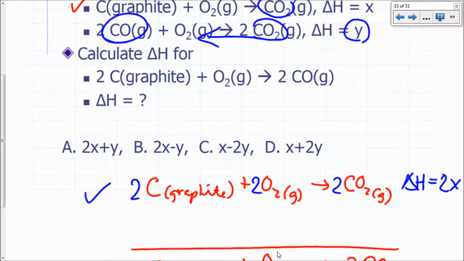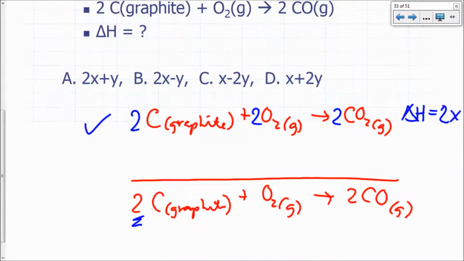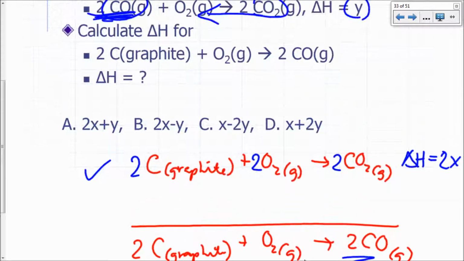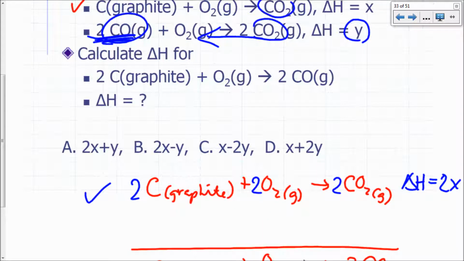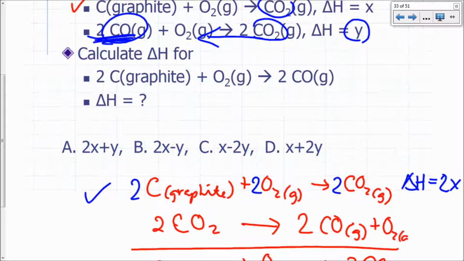I want to make 2 moles of carbon monoxide, so that's good. I want to make 2 moles of carbon monoxide right here. So I'm going to flip that second reaction. I'm going to change my 2 moles of carbon dioxide, 2 moles of carbon dioxide, I'm going to flip that reaction to give me 2 moles of carbon monoxide gas plus O2 gas. And so the delta H for this second step is going to be negative Y, because the delta H for the original reaction is Y. I just flipped it, right?